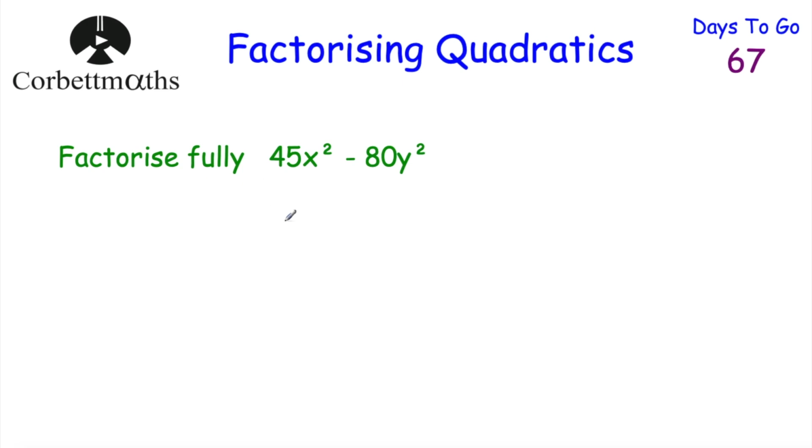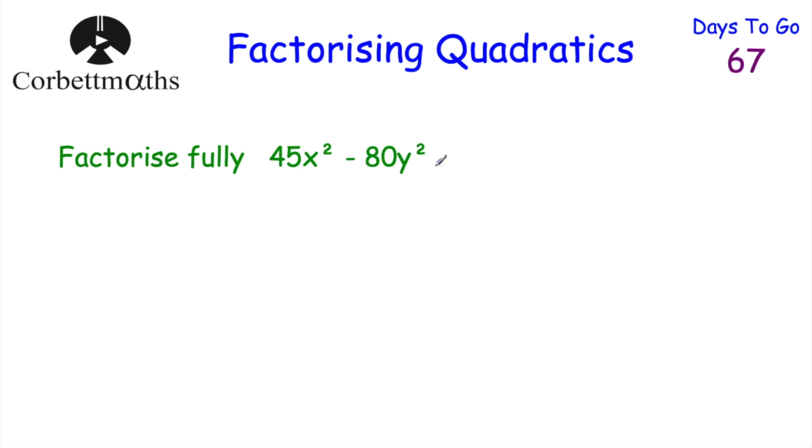Okay, now let's have a look at our next one. This time we've been asked to factorize fully 45x squared subtract 80y squared. Now, on first inspection, this doesn't look like a difference between two squareds question, but it actually is. So I want you to think about, could you do a bit of factorization first and then get a difference between two squareds question? Feel free to pause the video now and see if you can factorize a little bit and then do difference between two squareds and see if that would work for you.